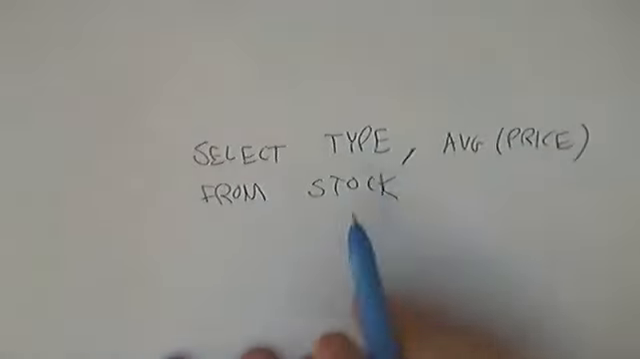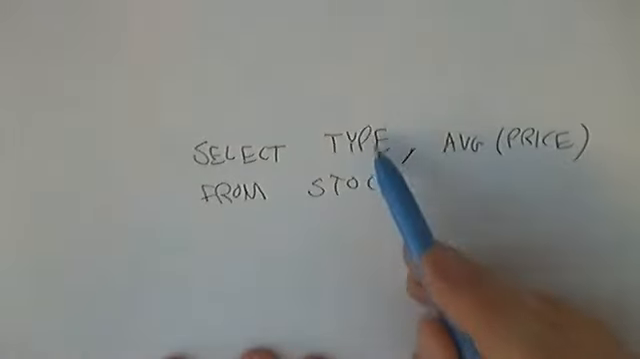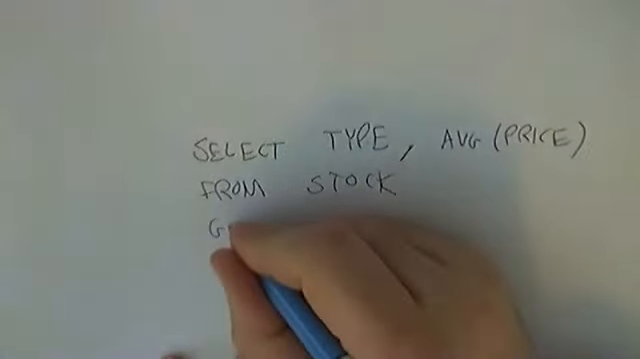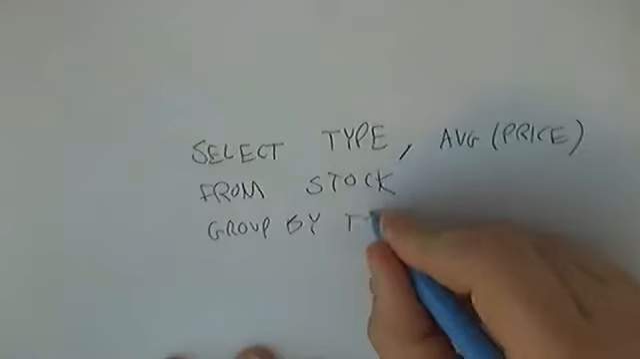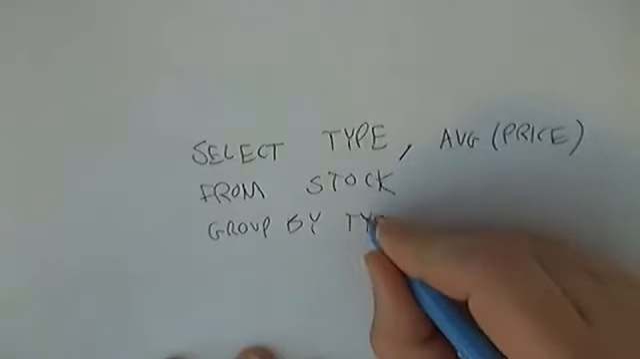Indeed, it was pointed out that you can't do that. This is what people will sometimes do, and then they'll ask, why doesn't it work? The reason it doesn't work is that you need to explicitly group by type. Group by type.